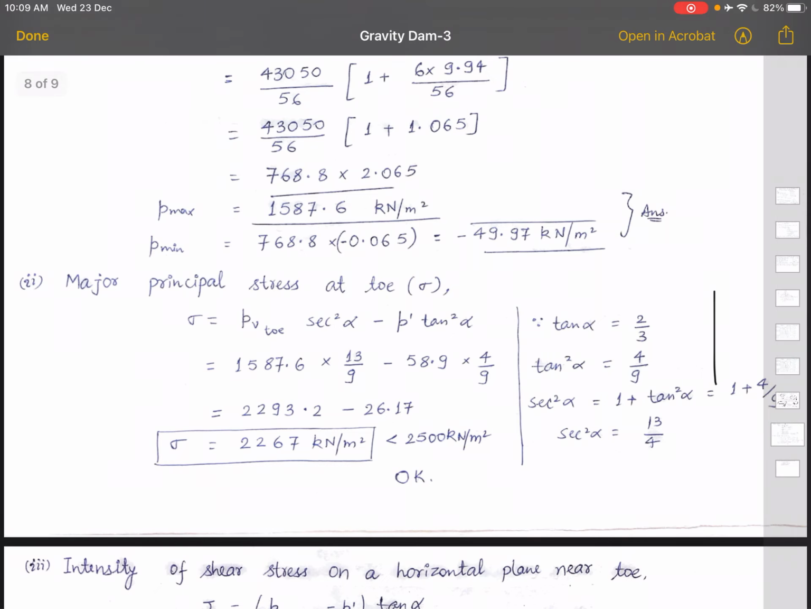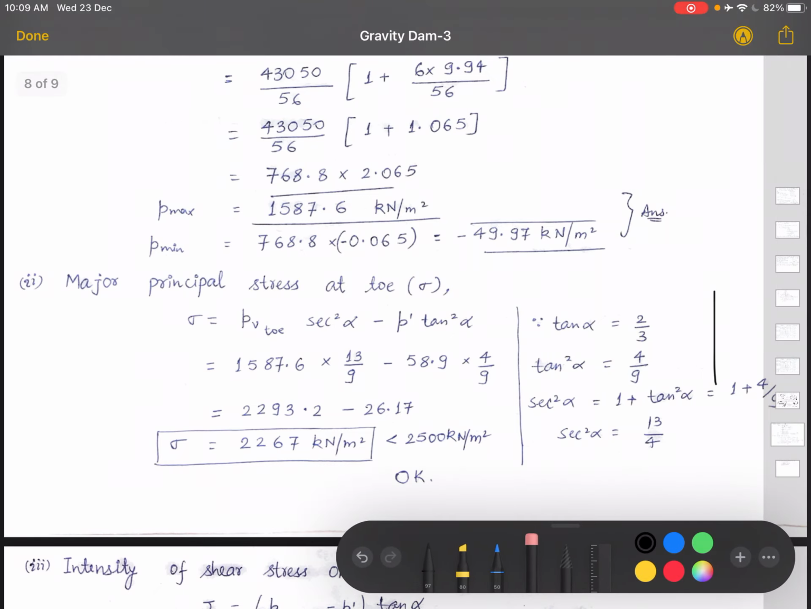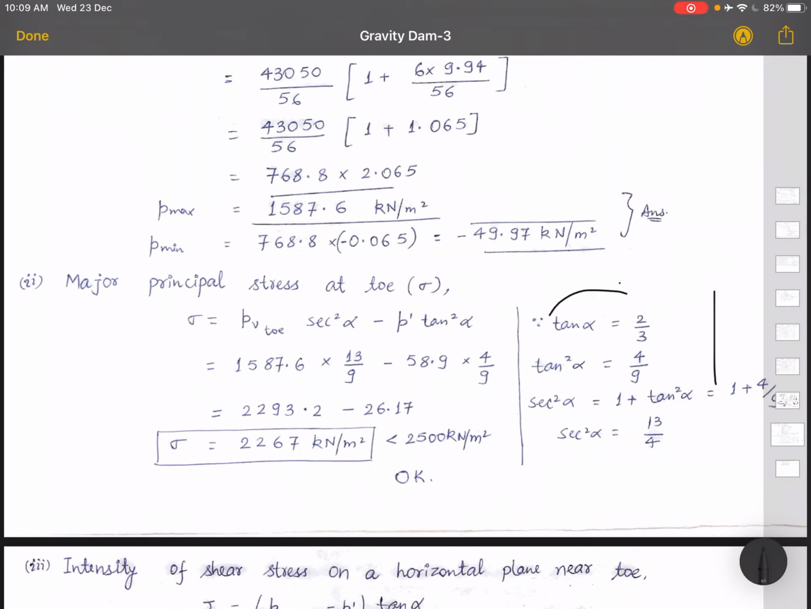Don't go into detail of how much alpha is. Don't calculate alpha first and then tan alpha. Directly calculate tan alpha. From there get tan square alpha, and from there sec square alpha. Directly put the values. The major principal stress comes out to be 2267. In the question the maximum permissible value was given as 2500. So it is safe.